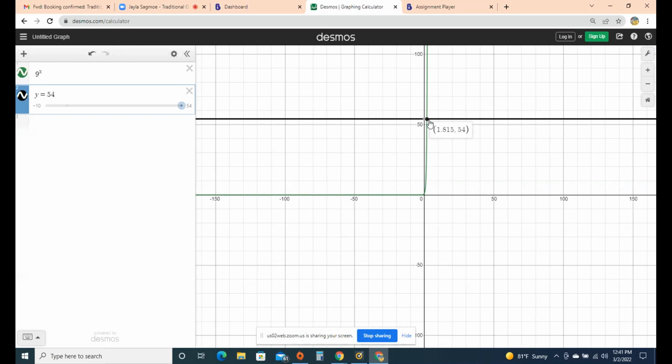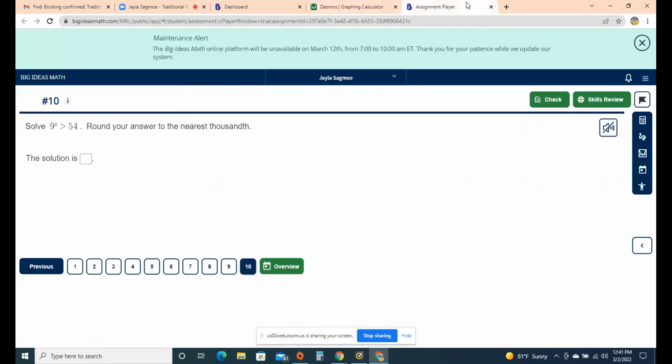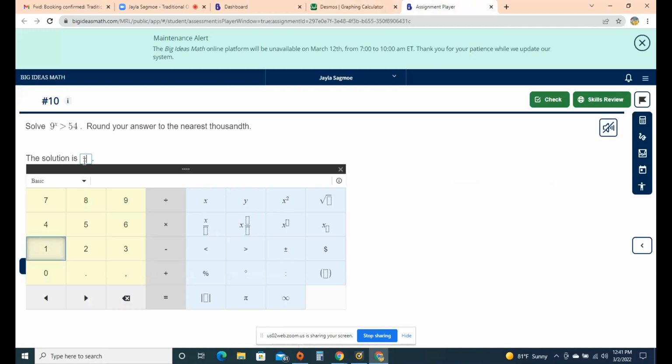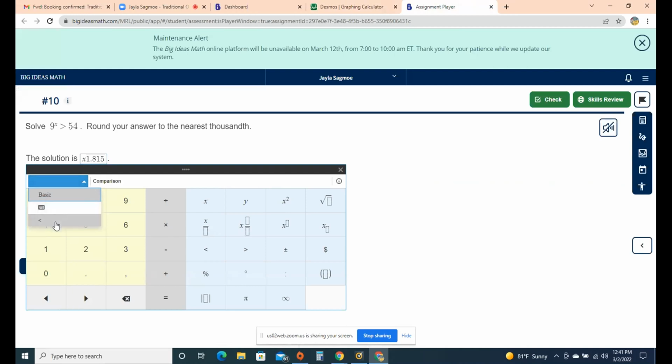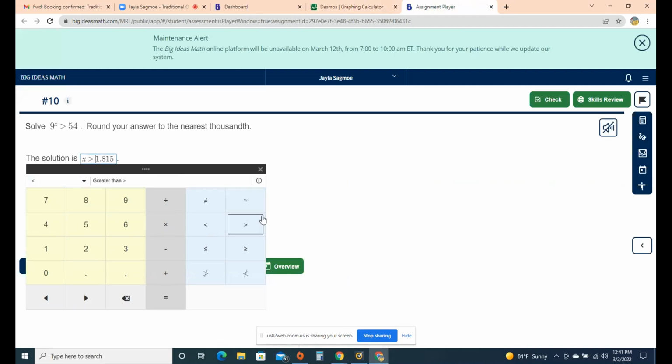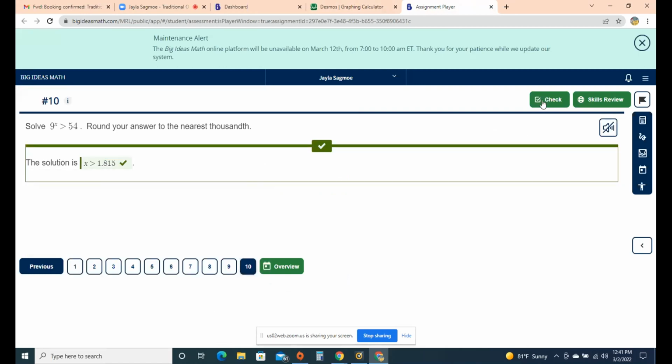1.815. Perfect. You got it. So that's the number. And if you go back to look at it, it's going to be x greater than 1.815. But it's just greater than, not a greater than or equal to. Yes, you got it. Cool.